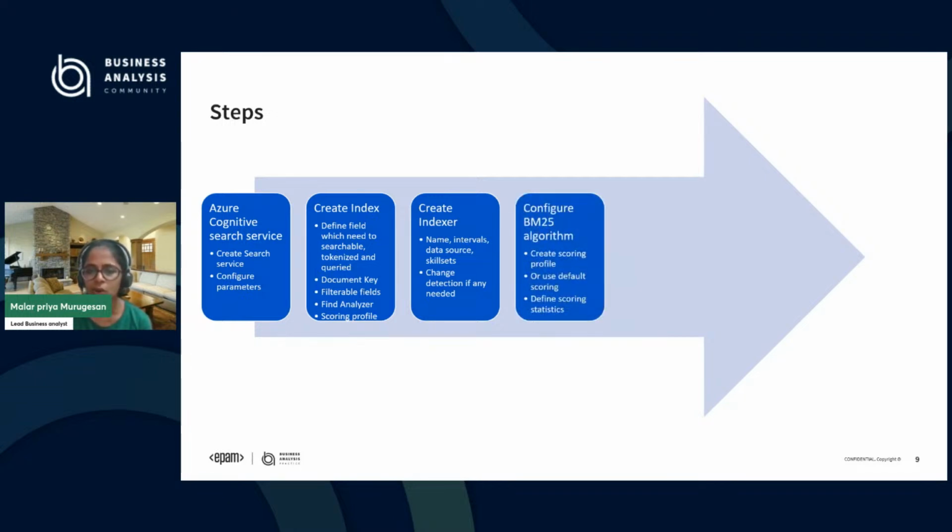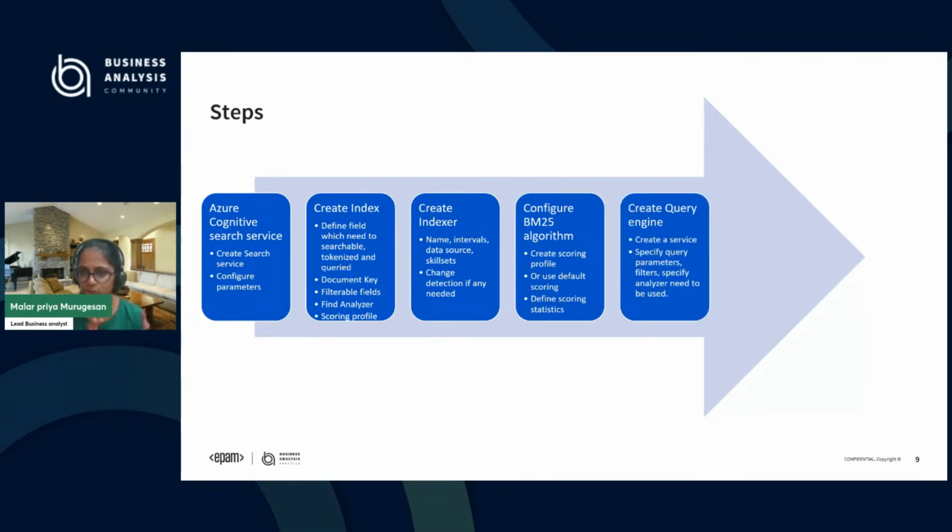Another thing was configuring this BM25 algorithm. As I said, we went with default scoring, then we changed our scoring based on the evaluation that we did. And finally, creating a query engine. You did everything in the Azure search service, so now you need to create a query engine to extract the information and validate it, right? So we created the query engine and the service to do that. And finally, with that query engine, we were able to run, test, and refine it.